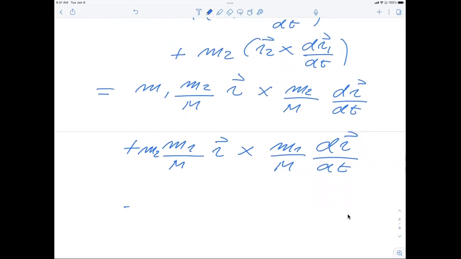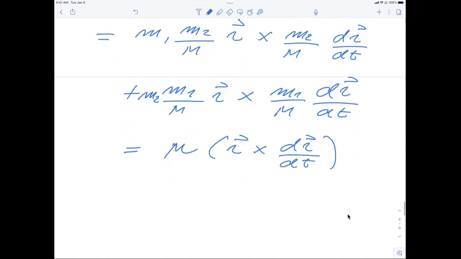And this is nothing but mu, the relative mass, as we called it, or the reduced mass, times r cross the time derivative of the relative position. And what we also know is that if we take the second derivative of r, we had that a of r times mu is the same as mu times the second derivative of r with respect to time. This is equal to the force.